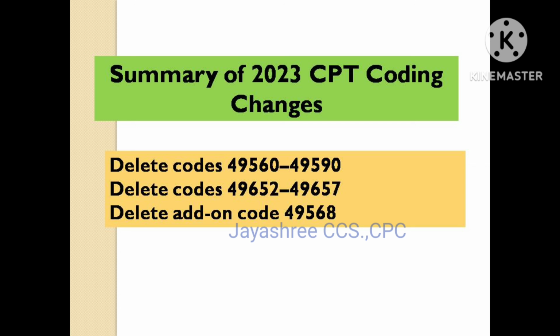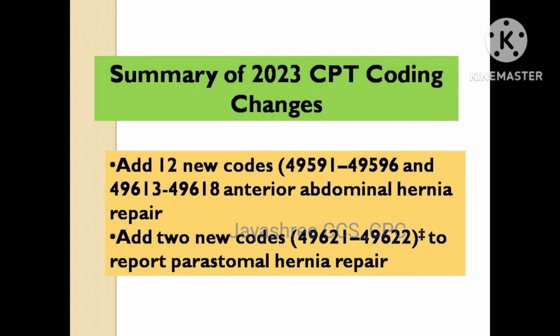Okay, then the deleted add-on code 49568, as I told you, which describes implantation of mesh for open repair of ventral and incisional hernia. So this code is deleted in 2023. Okay, then 12 new codes added: 49591 to 49596 and 49613 to 49618, to report anterior abdominal hernia repair by any method. Then two new codes added for parastomal hernia, any approach: 49621 and 49622.